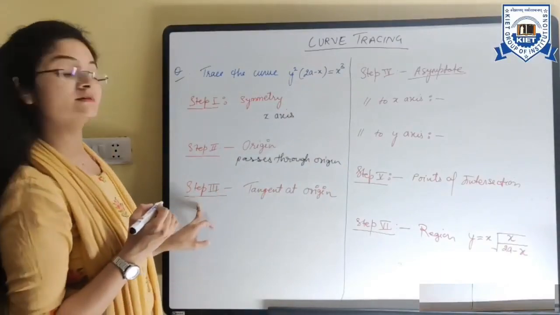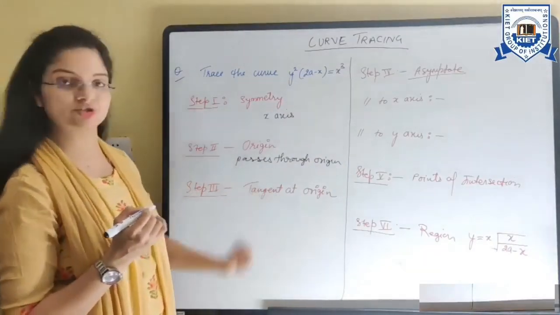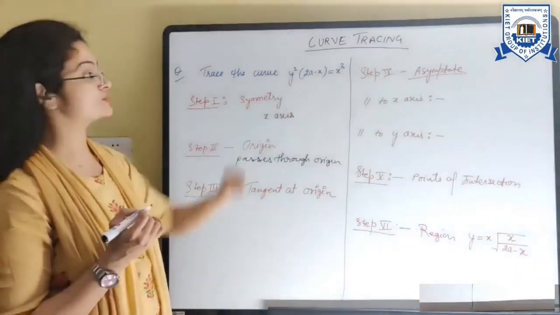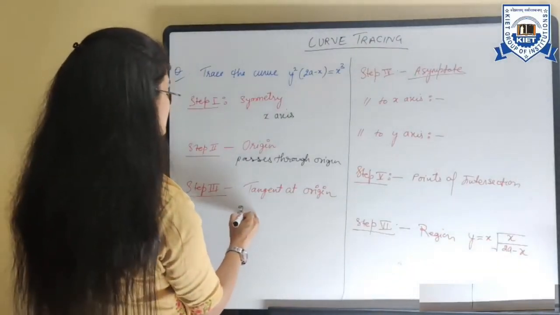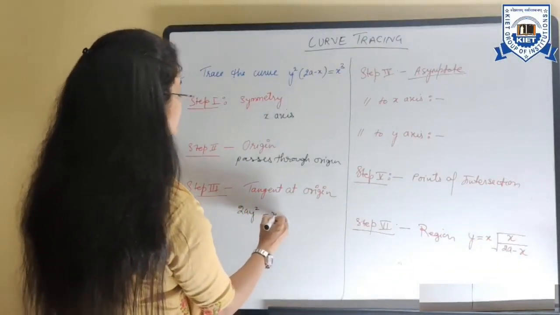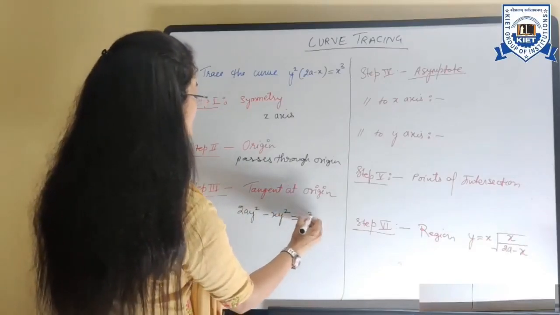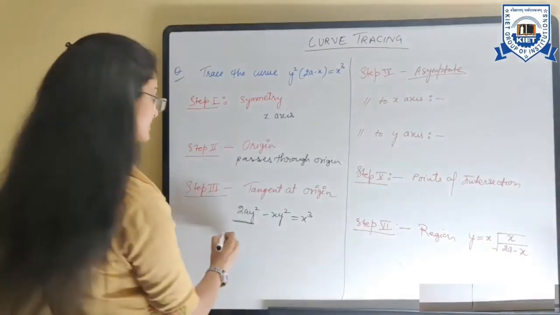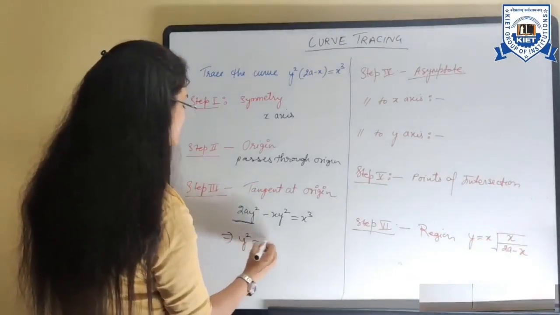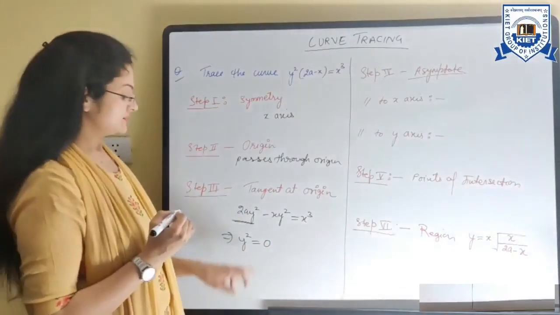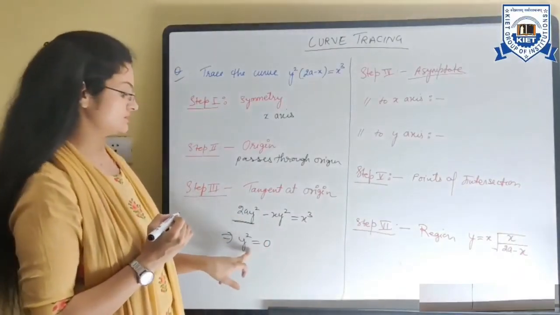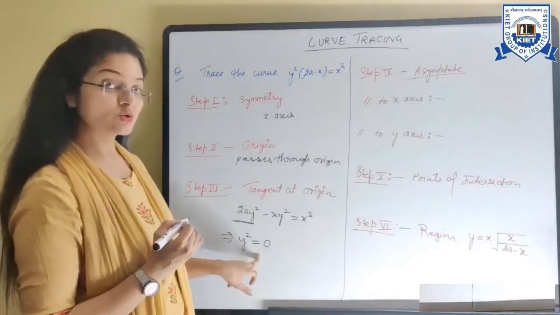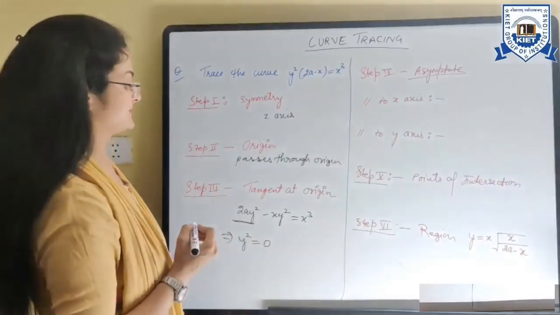Now step 3, we have to find the tangent at the origin. For this, we equate the lowest degree term to 0. The equation is 2a y square minus x y square equal to x cube. So the lowest degree term is 2a y square. This implies y square equal to 0. That is, the tangents are real and coincident. So we obtain a cusp at the origin.